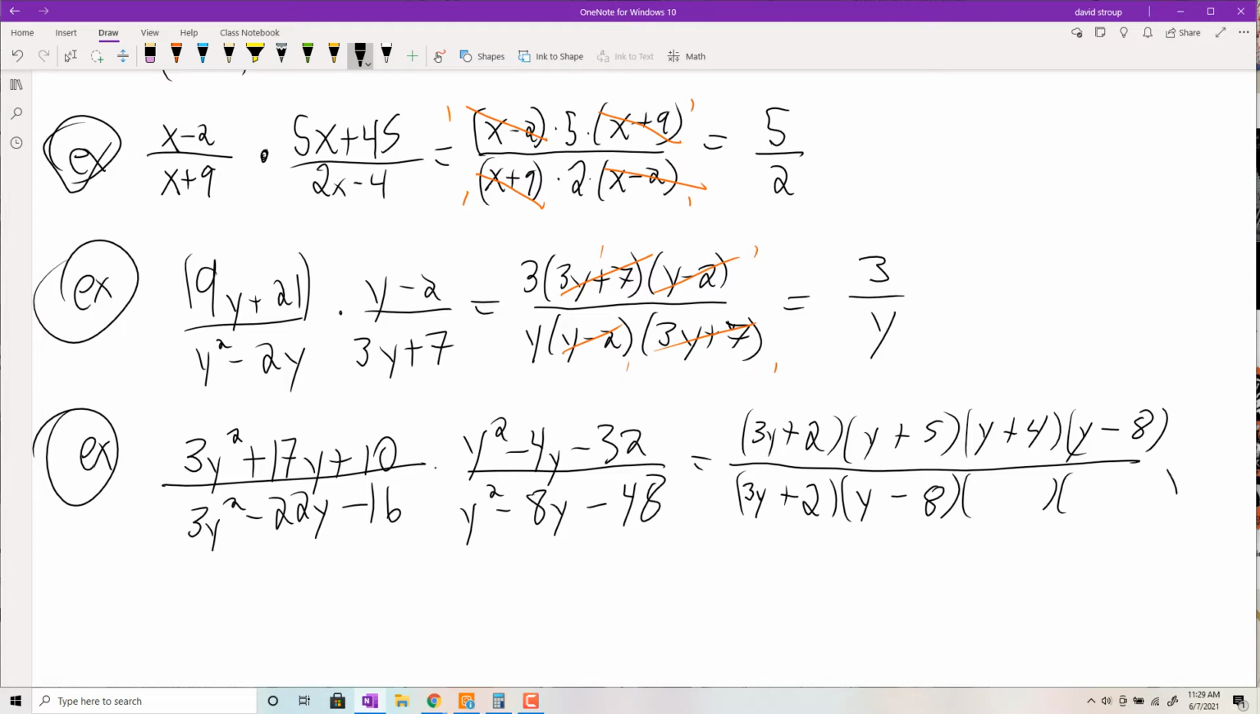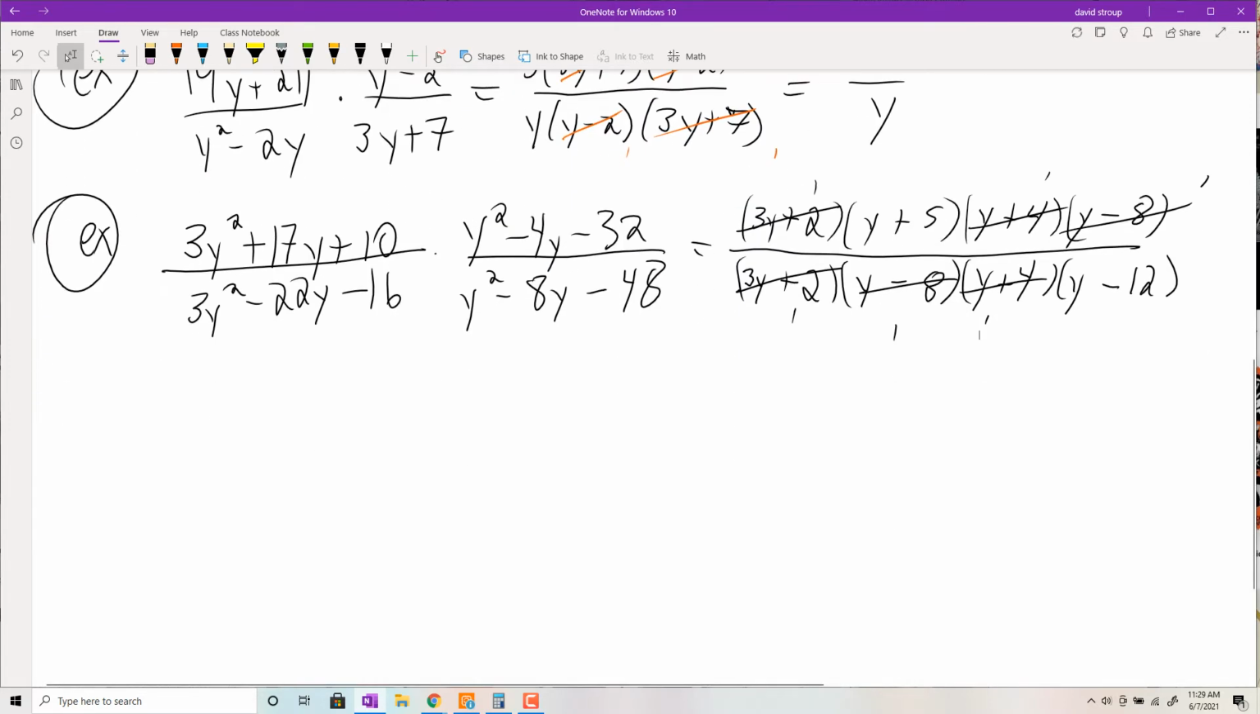And then factor these, so this will be a plus minus again. 48 is 8 and 6, but that won't work. So you say 12 and 4, maybe? That seems to work with the bigger number negative, 12 and 4. And then finally, you can remove any common terms from the top and bottom. So 3y plus 2, 3y plus 2. Y minus 8s are gone. And then the y plus 4s are gone. Okay. So you're just going to be left with y plus 5 all over y minus 12.